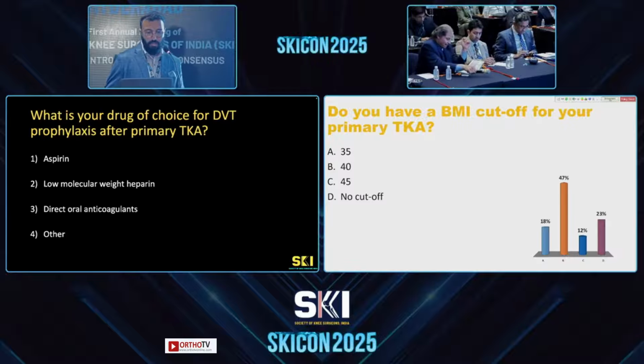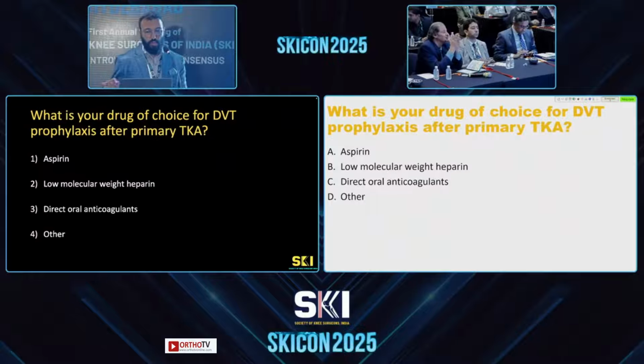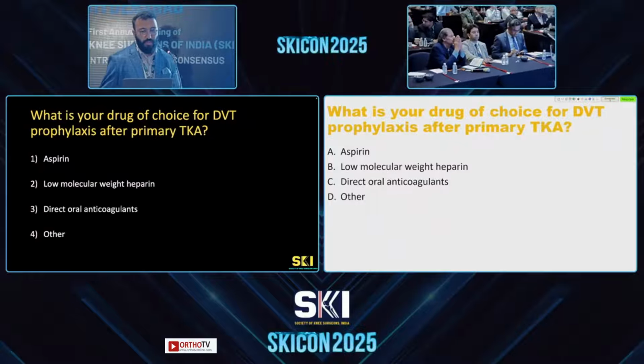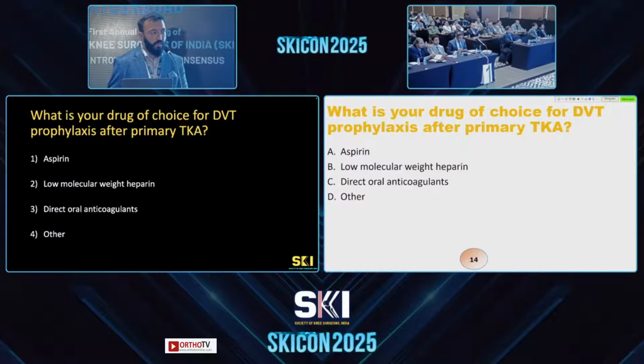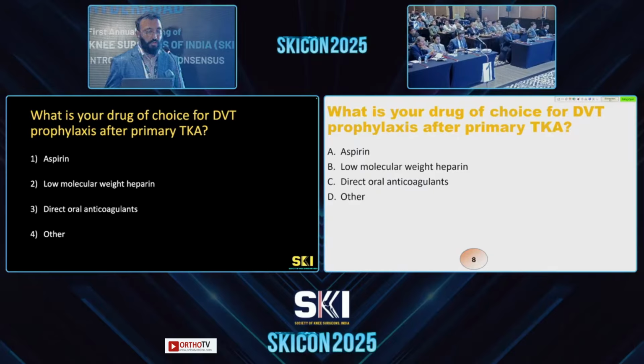Thank you, sir. The next question is, what is your drug of choice for DVT prophylaxis after primary TKR? Option number 1, aspirin. Option number 2, low molecular weight heparin. Option number 3, direct oral anticoagulants. And option number 4, others.